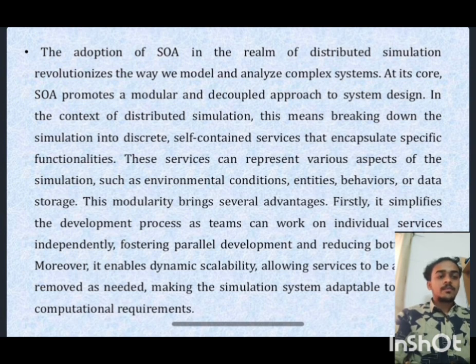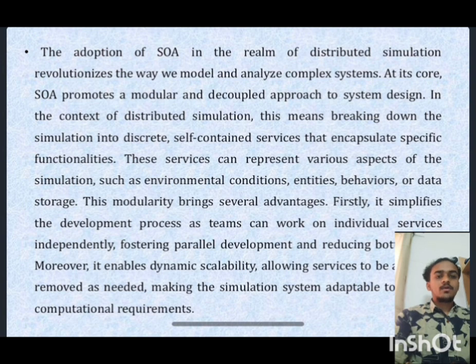Additionally, SOA promotes the reusability of simulation services, reducing redundancy and development time for similar simulations. This approach not only enhances the efficiency of the distributed simulation but also supports the integration of real-time data sources and the external services, making it adaptable to evolving simulation needs. The adoption of SOA in the realm of distributed simulation revolutionizes the way we model and analyze complex systems.